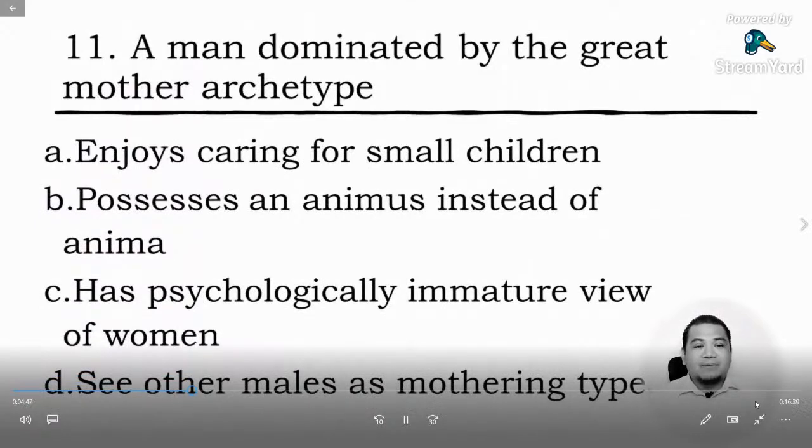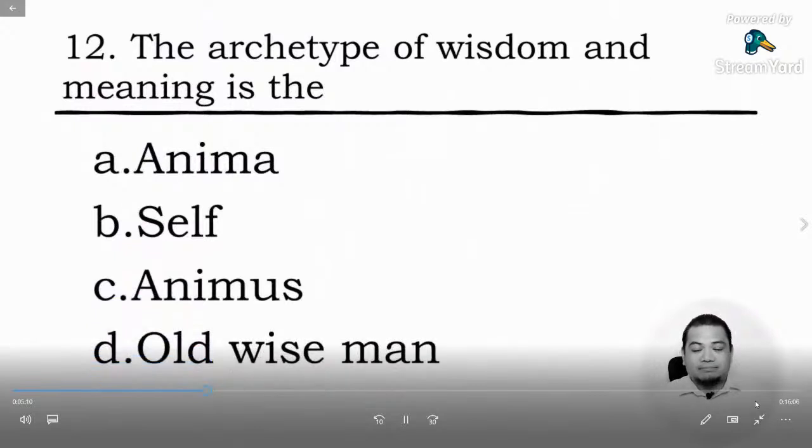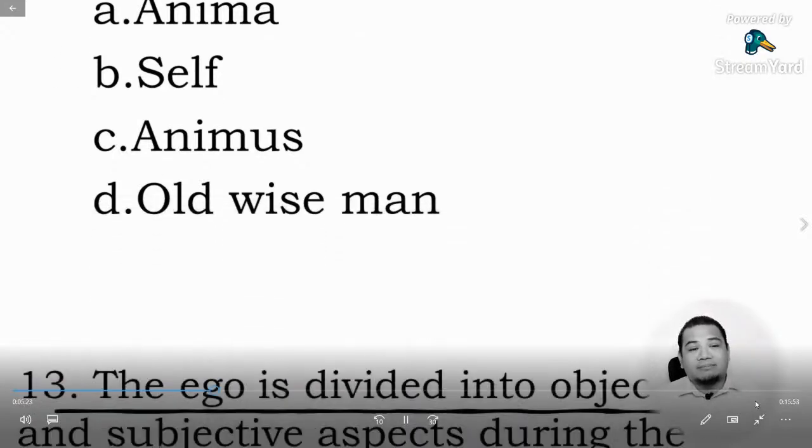Number 11. A man dominated by the great mother archetype A. Enjoys caring for small children. B. Possesses an animus instead of anima. C. Has a psychologically immature view of women. Or D. Sees other males as mothering type. Number 12. The archetype of wisdom and meaning is A. Anima. B. Self. C. Animus. Or D. Old wise man.